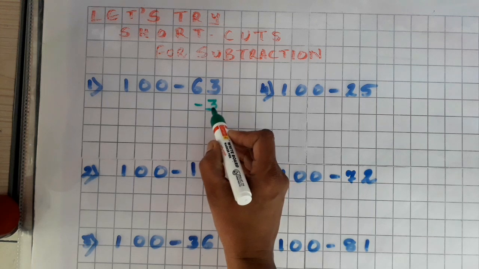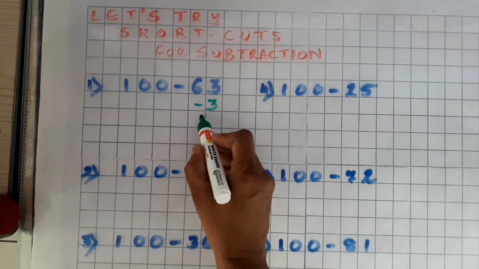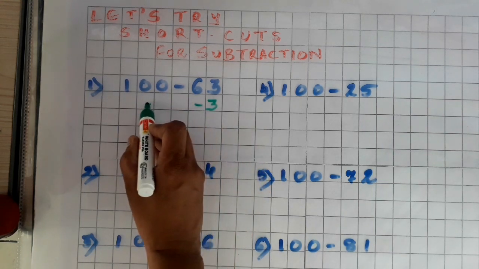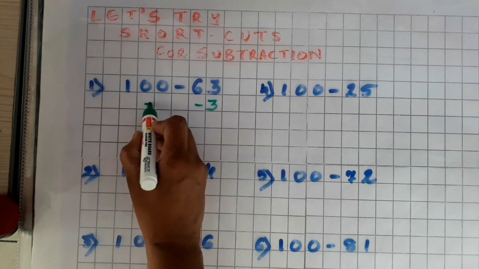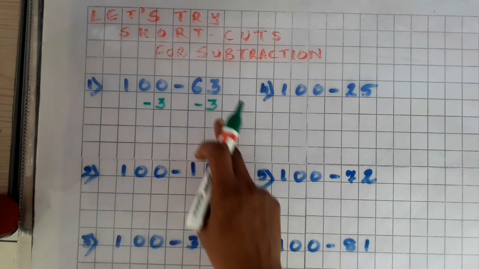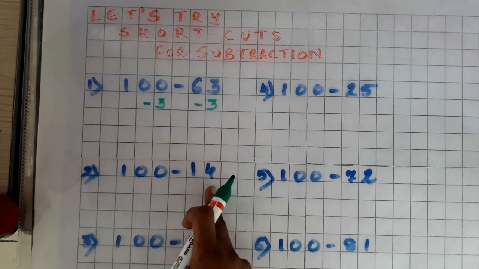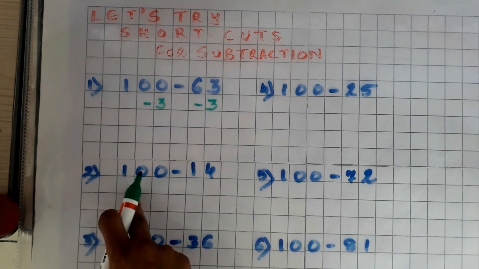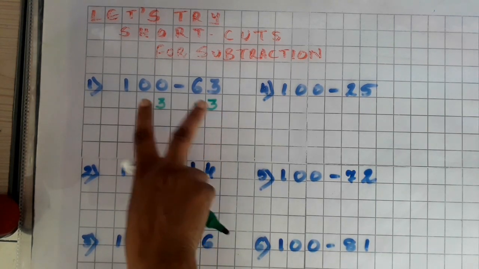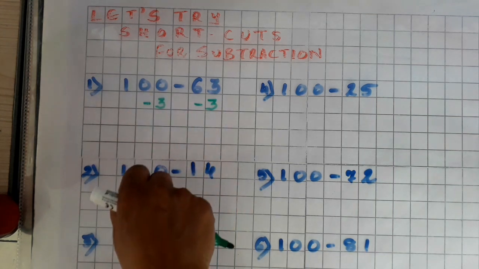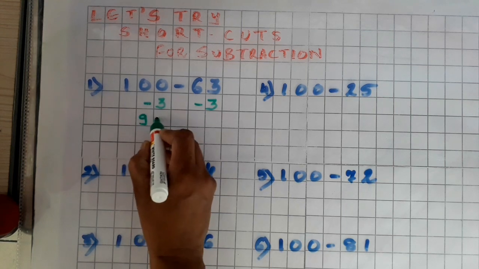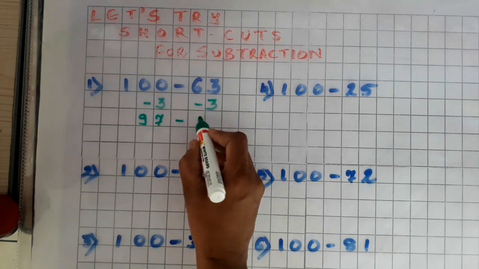When 3 is subtracted from this number, the same quantity is to be subtracted from the first number also. So here also I need to subtract 3. If something is added to the second number, then the same number is to be added to the first number also. That is, you should add or subtract the same quantity on both the numbers. So here the number becomes 97 and this becomes 60.